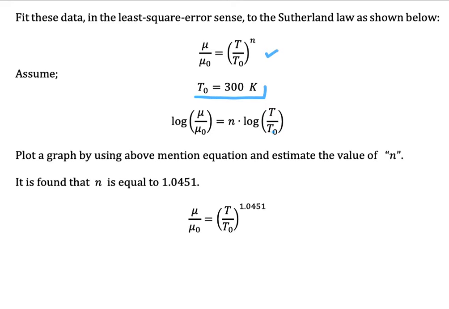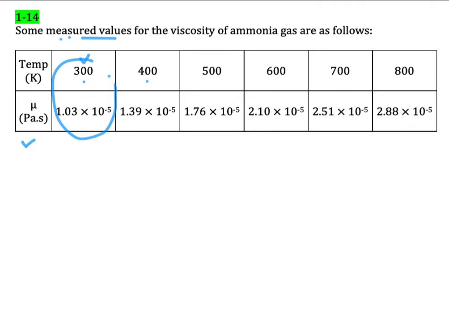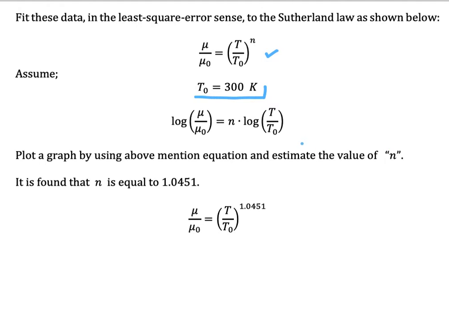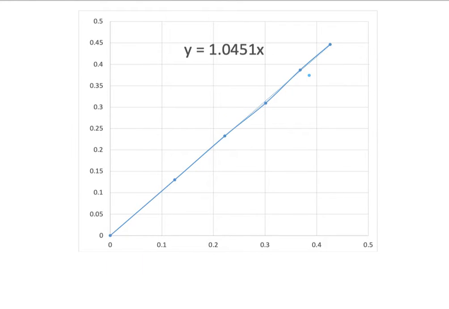Because we already have the T naught value, 300, and the other values here, we could plot the graph. And then we find that the value of n here is 1.0451. If you plot the graph, you will get this one.